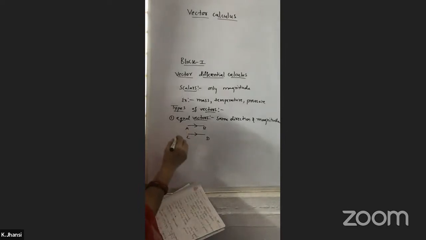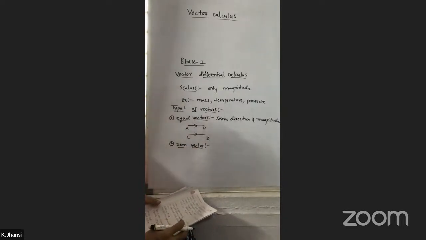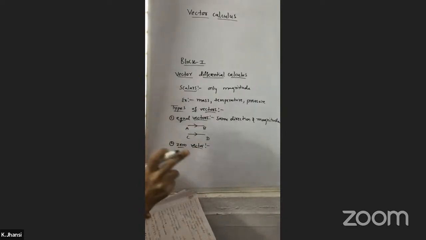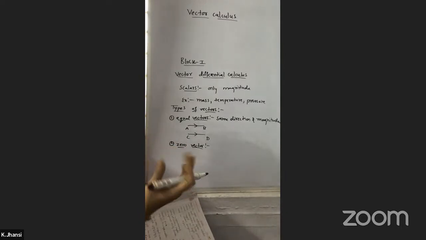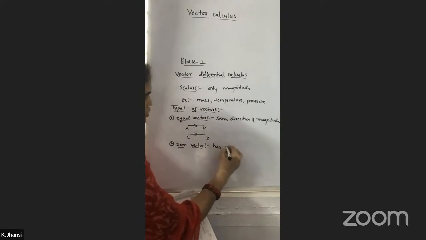Next one is the zero vector. This is an important one. Zero vector means a vector which has zero magnitude. So the length of that vector is 0 and it may go in any direction. We cannot say it goes in only one particular direction. The direction can be any, but if the magnitude is 0, then we call it a zero vector. It has 0 magnitude.